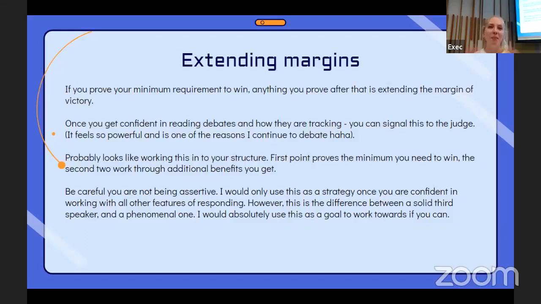But yeah, work towards it as a goal, but plan or train yourself to track debates. I think a good way to learn how to do this is by training or by judging for different periods.